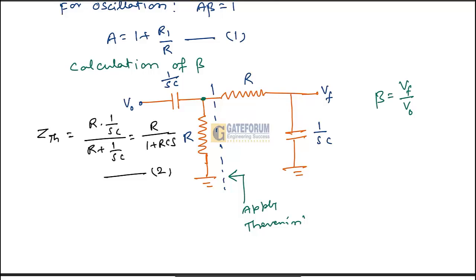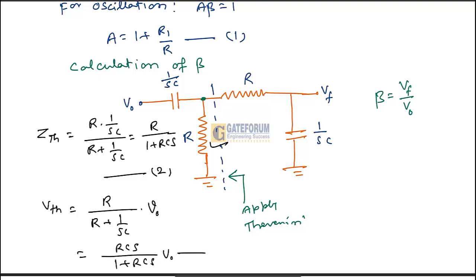Now we can calculate VTH also. VTH will be the voltage across this R, so VTH is equal to R divided by R plus 1 by SC, into V0. After calculating this, we get RCS divided by 1 plus RCS, into V0. Let's call this equation number 3. Now we can redraw this circuit by taking this ZTH and VTH, and then the circuit will look like this.